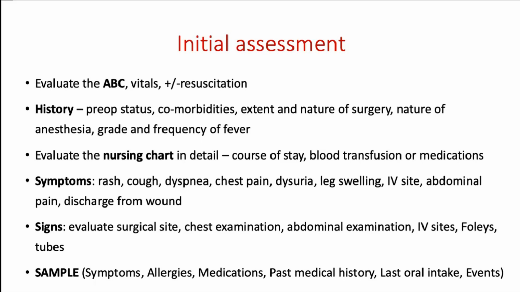Then comes the symptoms. Along with the fever, if there is rash, cough, dyspnea, chest pain: rash may be a sign of allergy, maybe due to medications or transfusion. Cough, dyspnea and chest pain are more suggestive of some chest ailment, maybe atelectasis, maybe pneumonia, maybe a pulmonary embolism. Then dysuria, maybe because of UTI; leg swelling to rule out DVT; IV site thrombophlebitis; abdominal pain or discharge from the wound should always be assessed if you are suspecting SSI. So these things should be looked for.